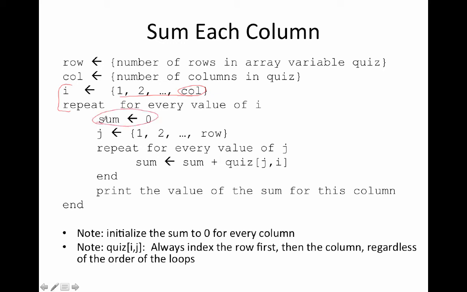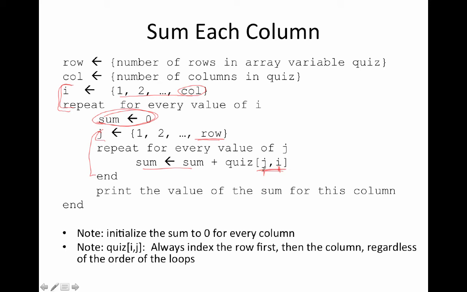Again, we want to reinitialize a sum to 0 for every one of the columns, initialize the sum to 0, and then loop through all of the rows, where j goes from 1 to the number of rows, where we're adding each element in the quiz variable to our running sum. So in this case, i is over the columns, that's the second index. j is over the rows, that's the first index.